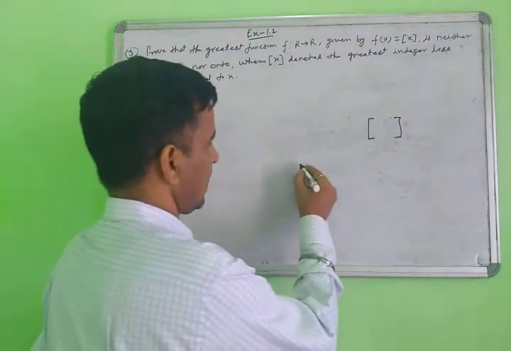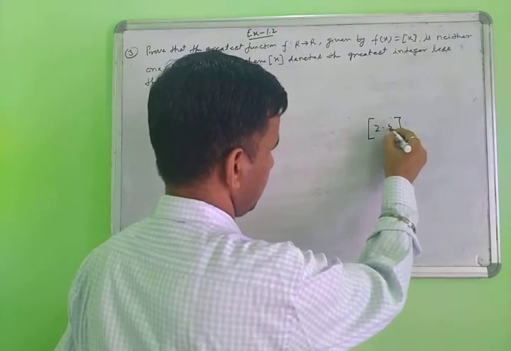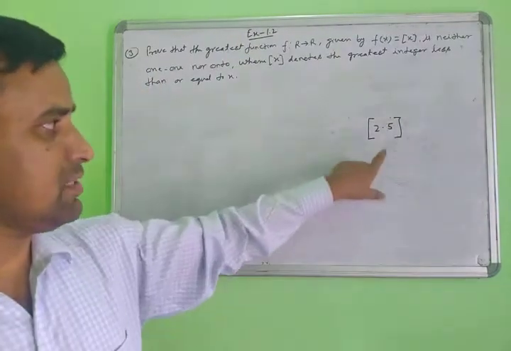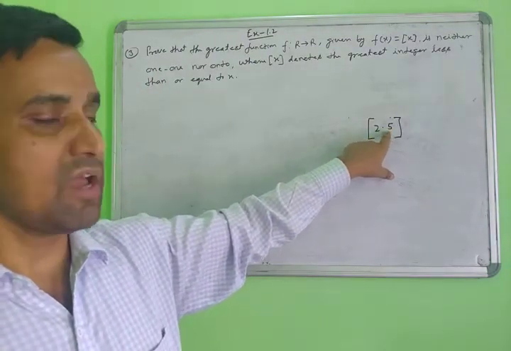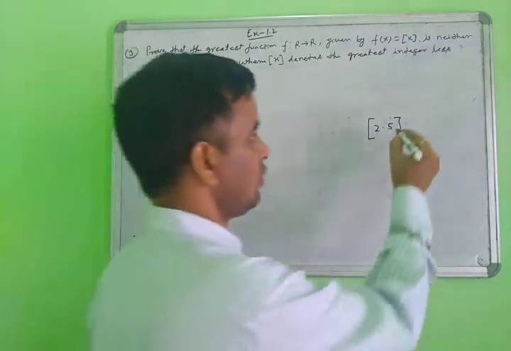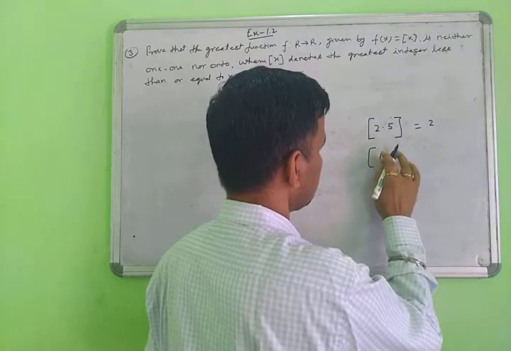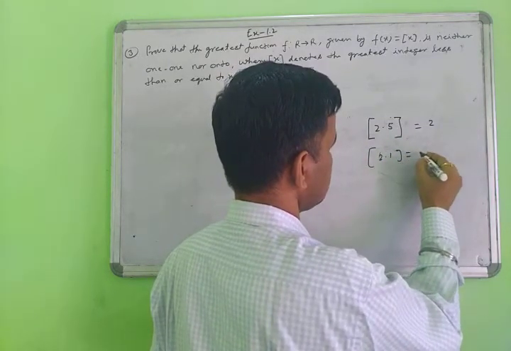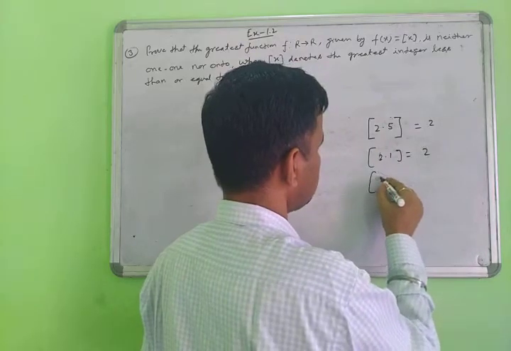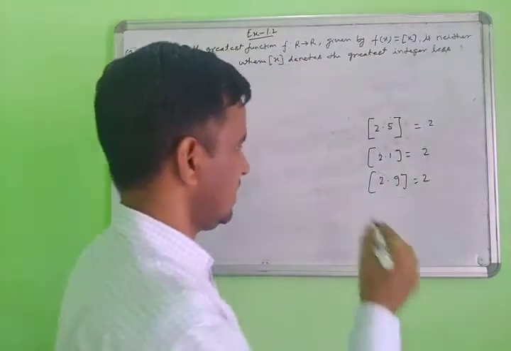Suppose a value is given, suppose here we write 2.5. The greatest integer of 2.5 is 2, because 0.5 is less and 2 is the greater integer. What is the value of this? 2. Suppose here we write 2.1. What is the value of this? It is 2. Similarly for 2.9, this is also 2.